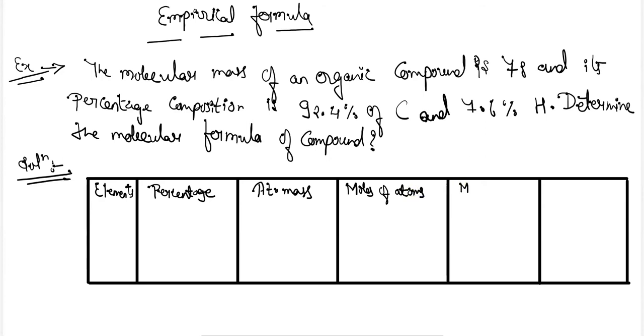Then mole ratio or simplest mole ratio. You can term it as simplest ratio, simplest molar ratio, any other name you can take. And the last one is the simplest whole number ratio. It is like this.